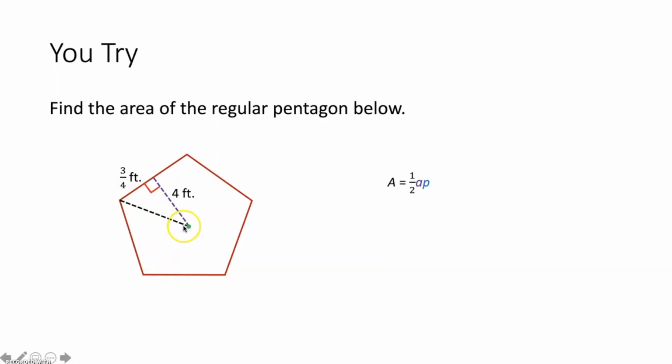In this figure over here, we are given the length of our apothem. It is the perpendicular distance from the center of our polygon to one of these sides. That's 4 feet. So that's going to go in for our lowercase a. But what about our perimeter?